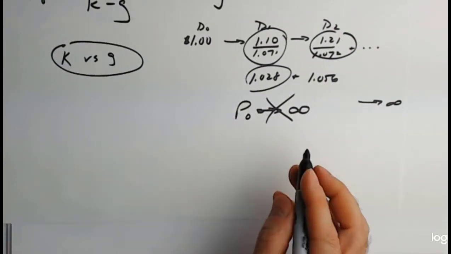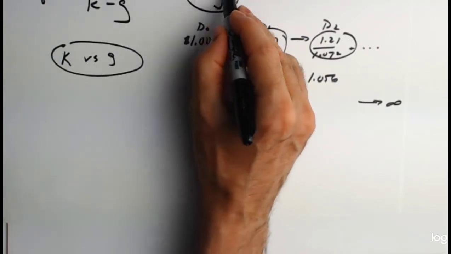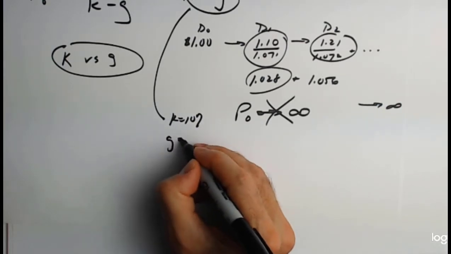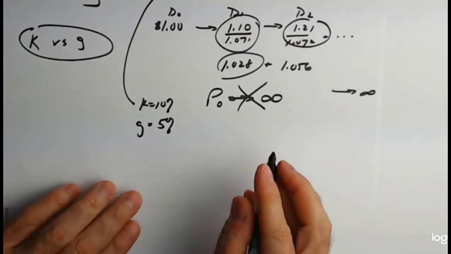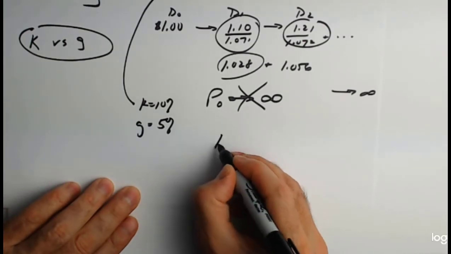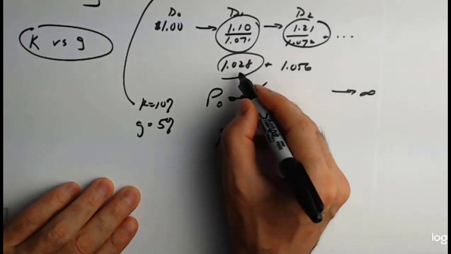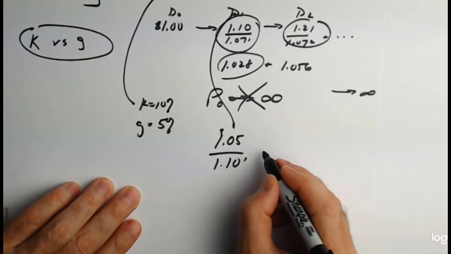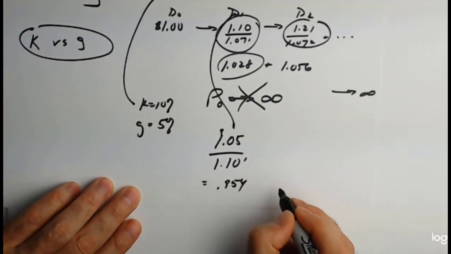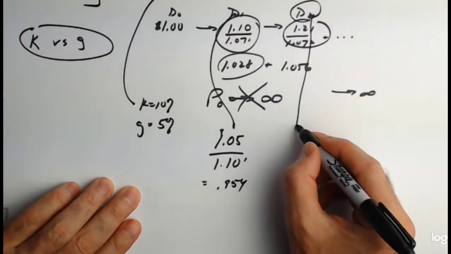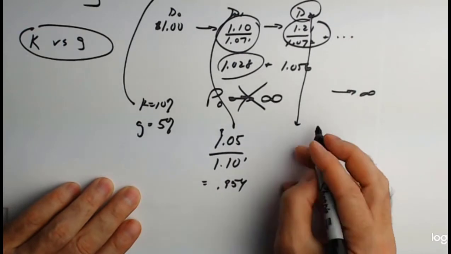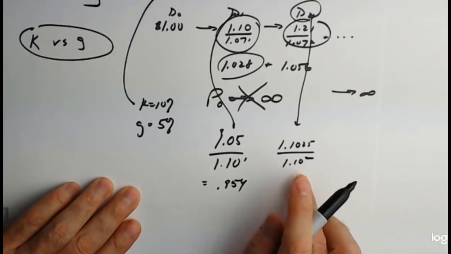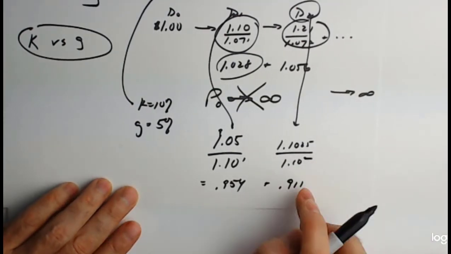Now, what would happen if we did the opposite? What would happen if we said, let's say K is 10% and let's say G is 5% growth? Now, we end up with $1.05 for D1, and we're going to discount it back at 10%. That comes out to be a little more than 95 cents. And then what about D2? Multiply that by 1.05, you get 1.1025. Then we discount this 2 periods back, and this comes out to be 0.911, 91 cents.